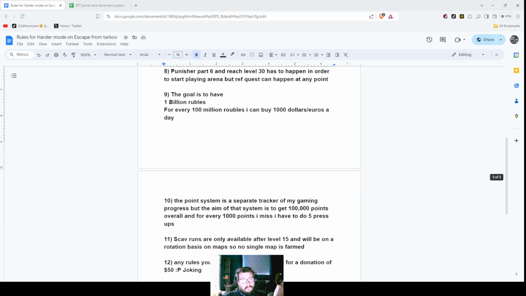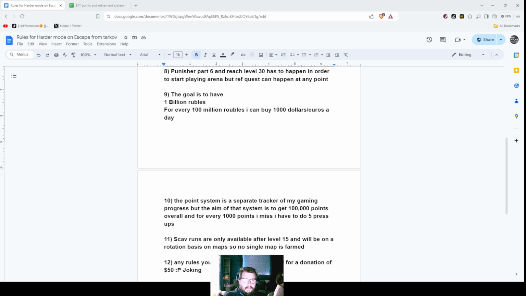Now, the ultimate goal, rule number 9, is I have to earn 1 billion rubles. Now, the counter rule that I put in is for every 100 million rubles that I have in my stash at any one time, every day, I can buy $1,000 or euros. That's one or the other, not both.